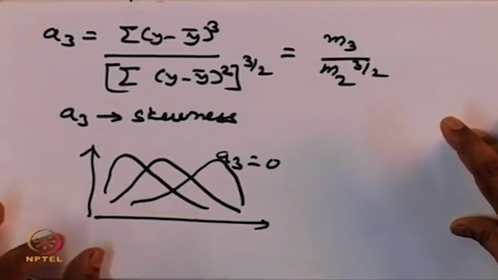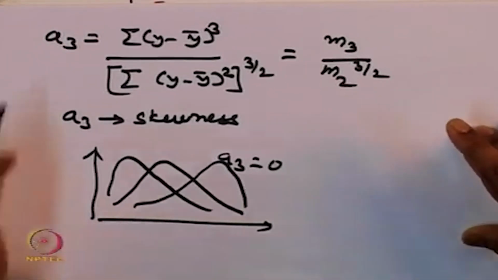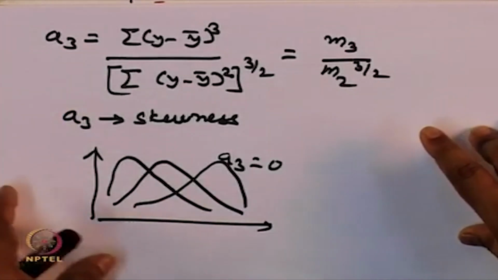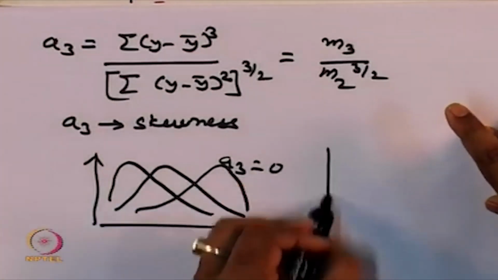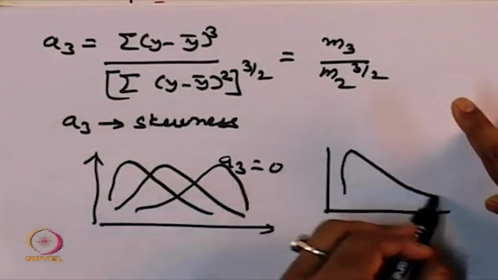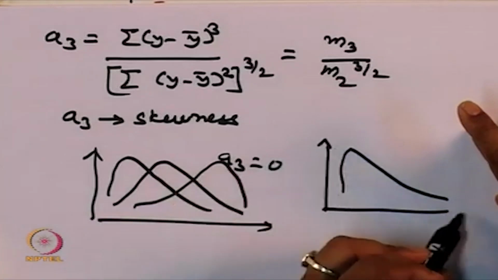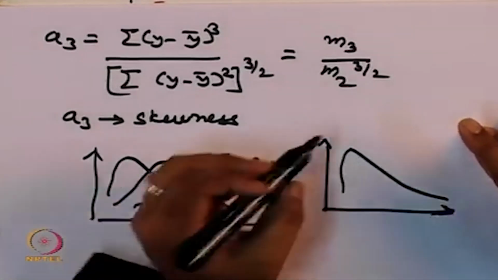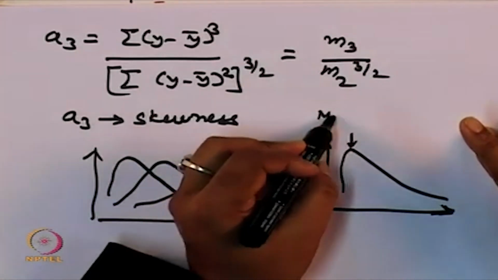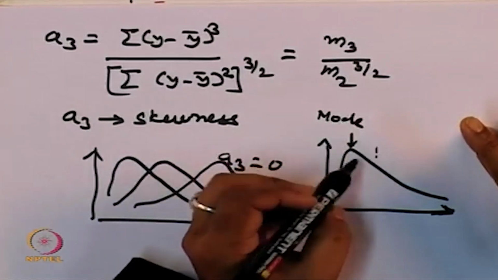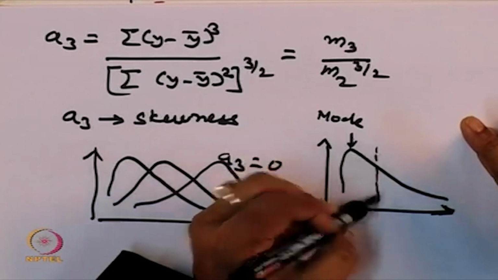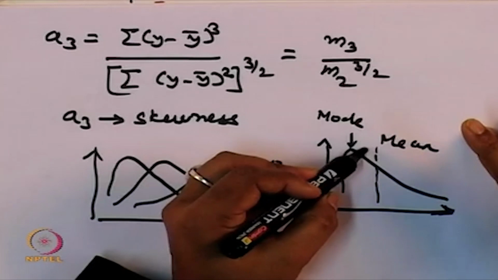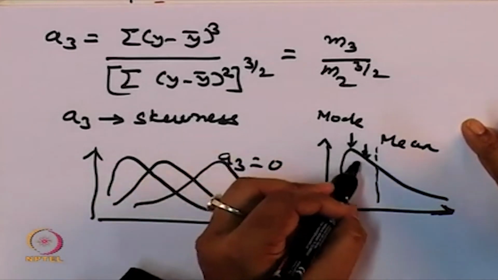Now, what kind of values can make A3 negative? If we look at our definition of A3, let us say we take a particular distribution which is skewed to the left. Okay. So, this is going to be my mode, this will be where my mean will lie, okay, and this will be where my median will lie.